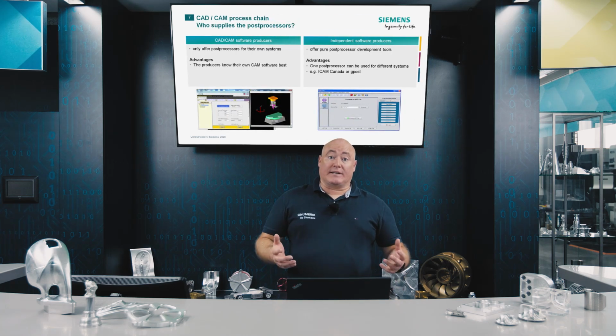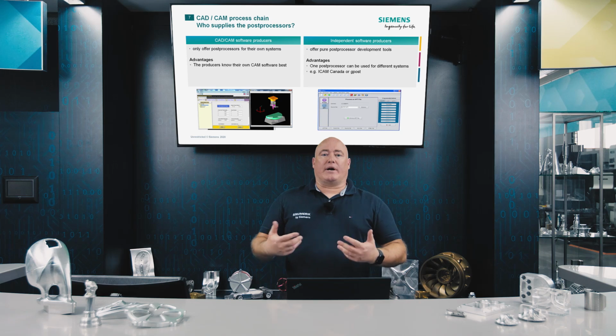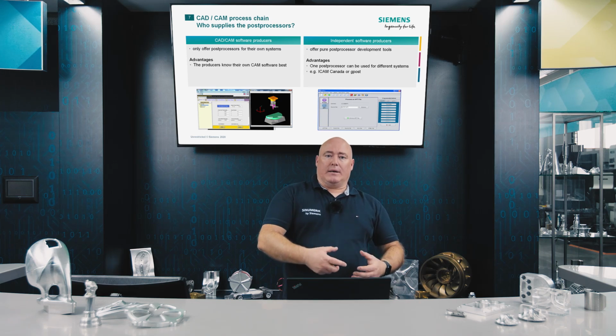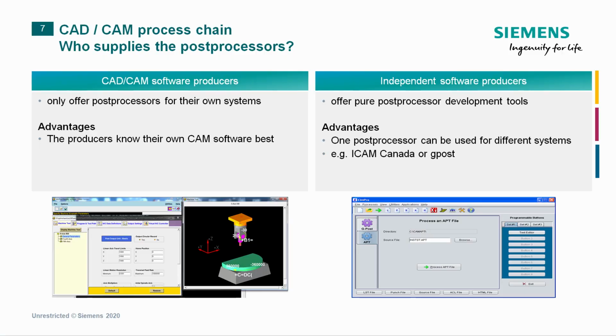Where does the post-processor come from? It either comes from the CAD/CAM manufacturers who provide the software or from independent post-processor manufacturers or service providers who tailor it to the customer's requirements. This is done both to meet the customer's needs and to match control of the machine.